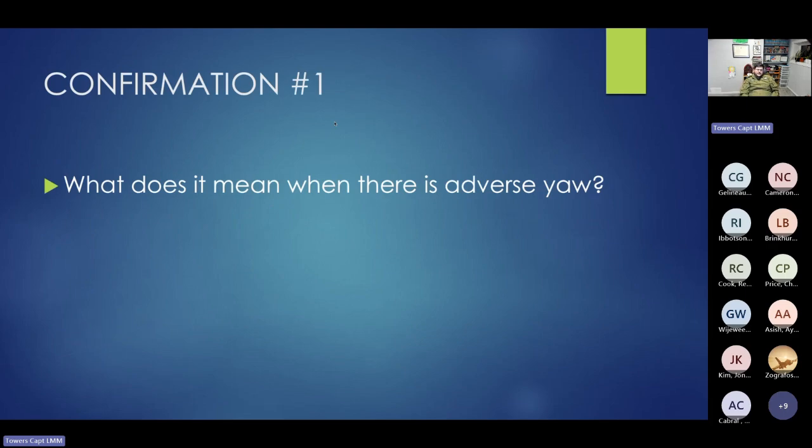Okay, confirmation question number 1. What does it mean when there is adverse yaw? What's going on? So if I start turning to the right by using just my ailerons, what's going to happen to my nose?